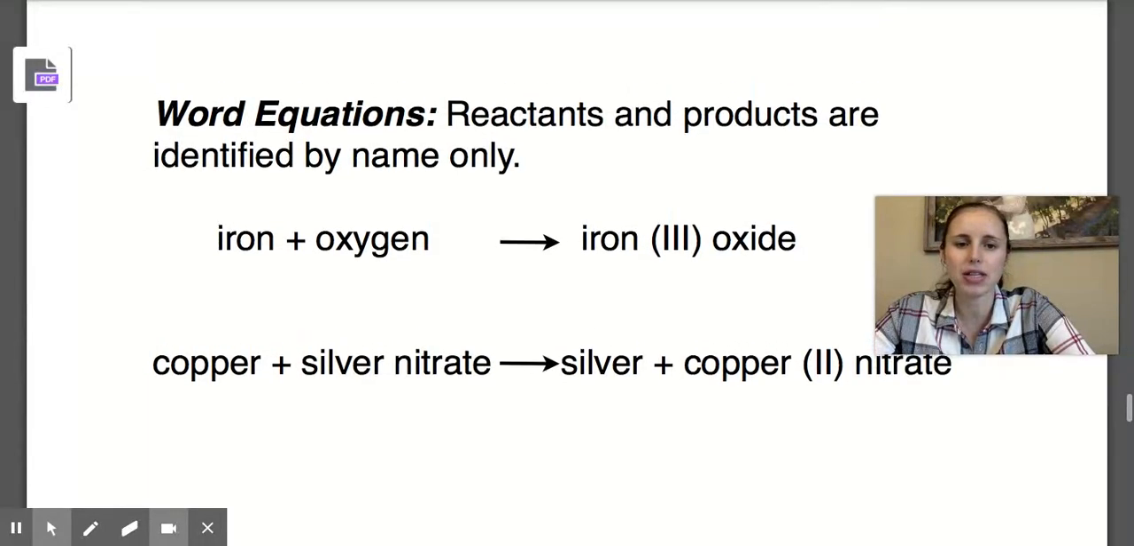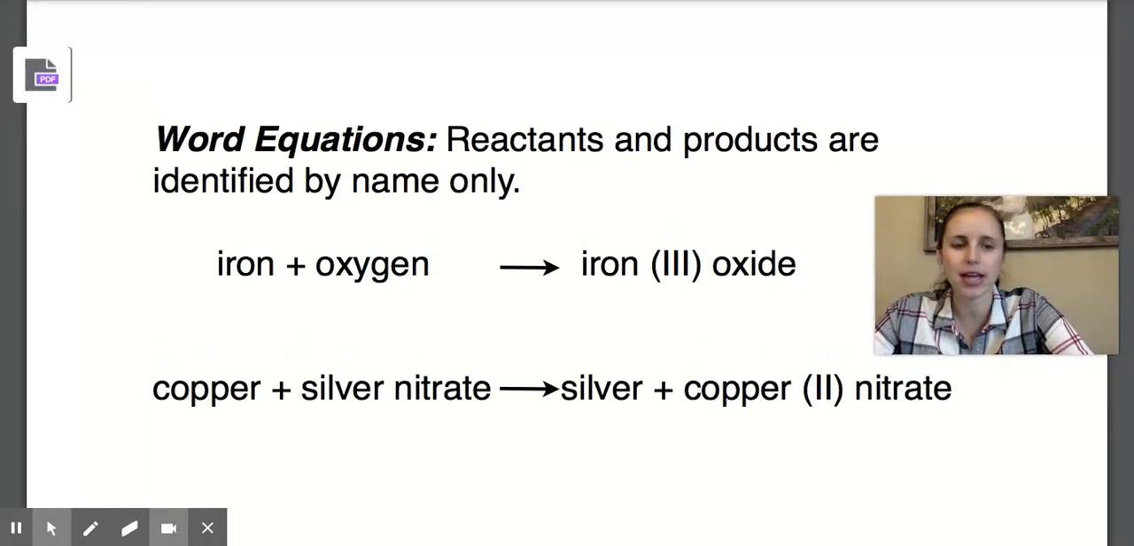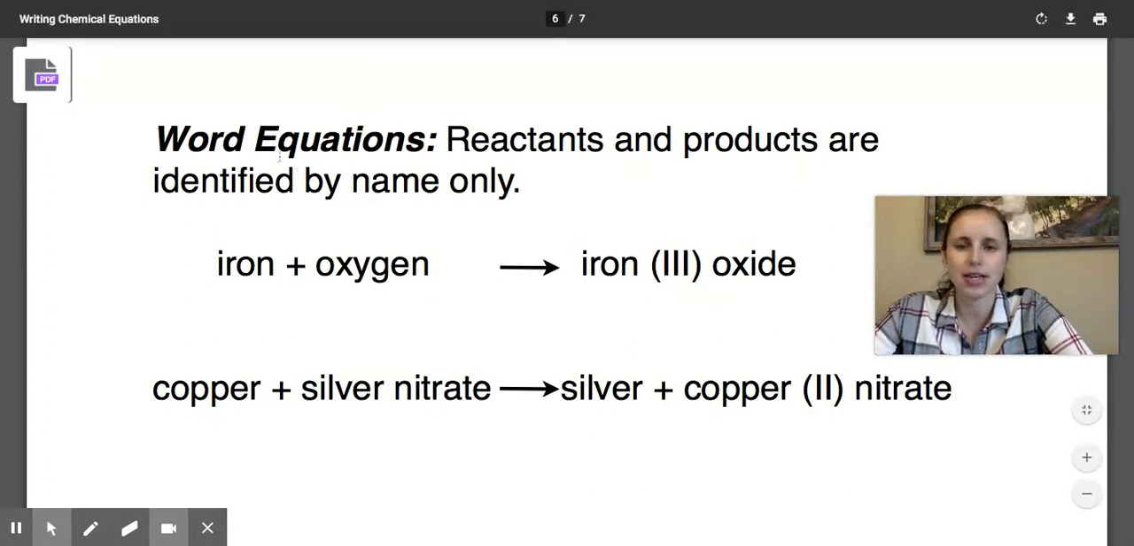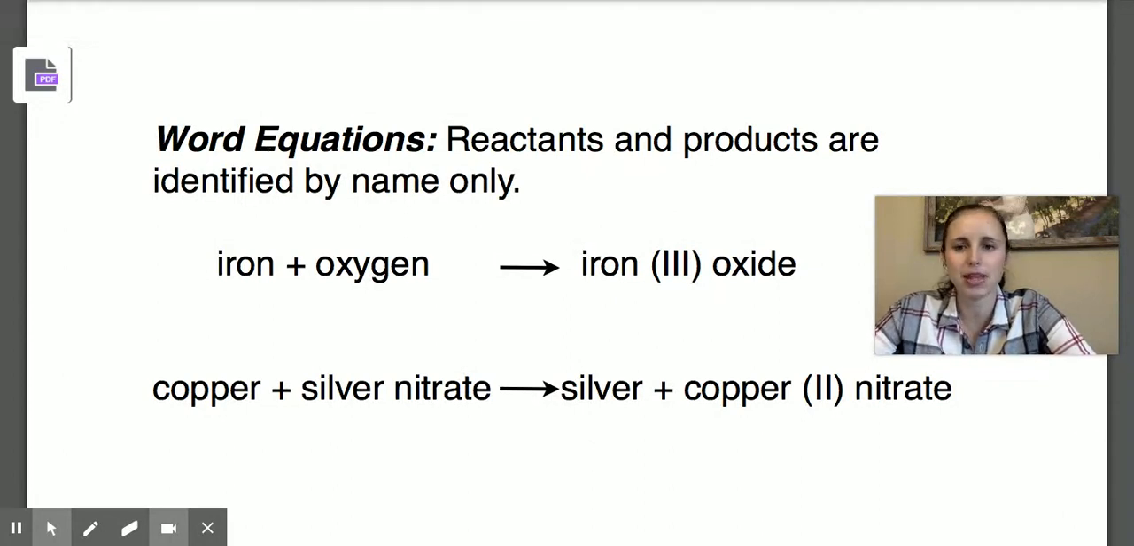Last up, we want to talk about the difference between word equations and actual skeletal equations. So again, this is kind of where you left off in grade 10 chemistry. On your grade 10 chemistry unit test and on your grade 10 exam, you would have had to list word equations and convert them to chemical equations. Word equations are nice because they're easy. In a word equation, you're identifying the reactant and the product by the name only.